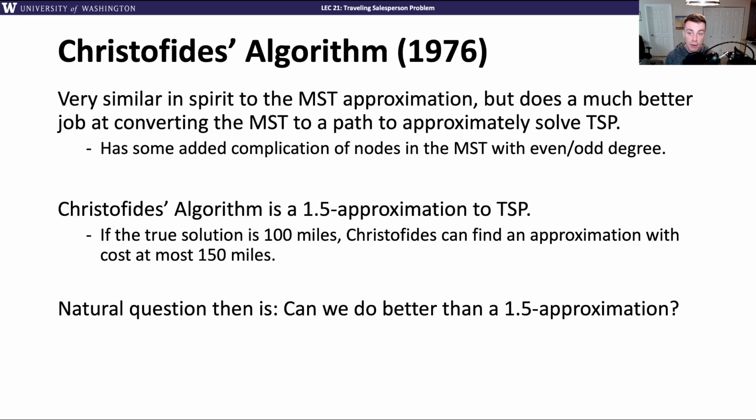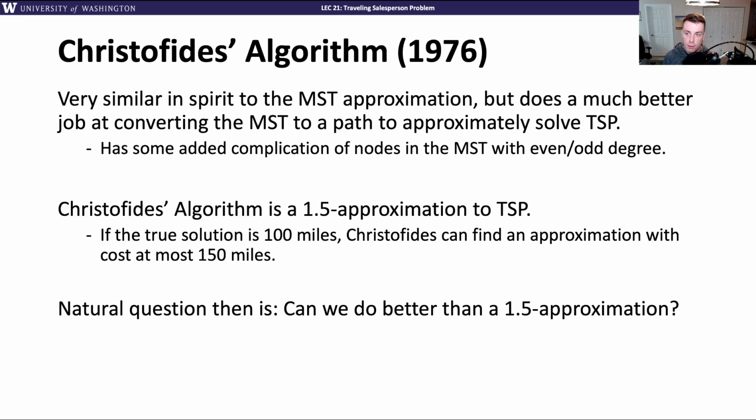Now, Christofides' algorithm turns out to be a 1.5 approximation to TSP, which is better than our 2 approximation from before. So using our 100-mile optimal solution example, Christofides' algorithm would find a cost at most 150 miles. So it's only 50% worse than the optimal, which is pretty good. And so then a natural question after Christofides did this work was, can we do better than a 1.5 approximation? And the answer was, we don't know.